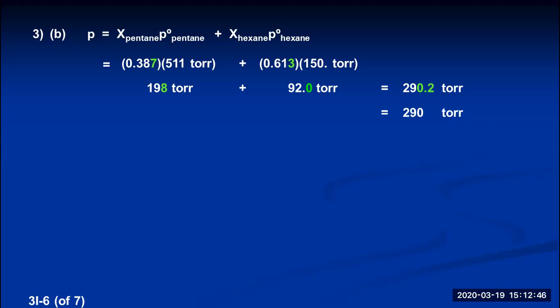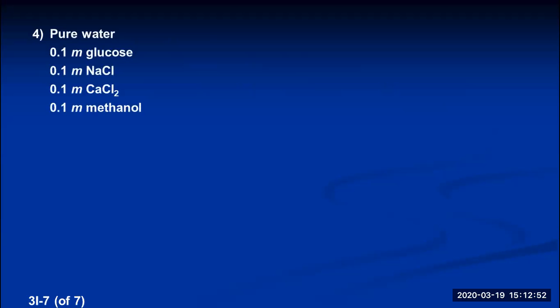Number 4 says to consider the following 5 liquids and/or solutions at 25 degrees Celsius. And the question is, place the liquids and/or solutions in order of lowest vapor pressure to highest vapor pressure. So if we inspect each of these, we have pure water, which means there's nothing dissolved in it whatsoever. But if we have a 0.1 molal glucose solution or a 0.1 molal sodium chloride solution or a 0.1 molal calcium chloride solution, each of those have non-volatile particles dissolved in them.